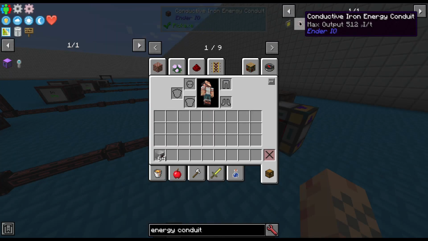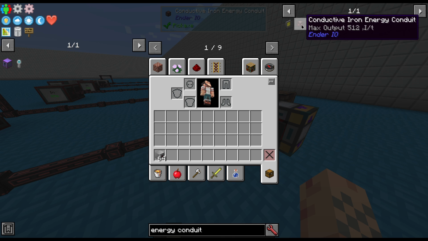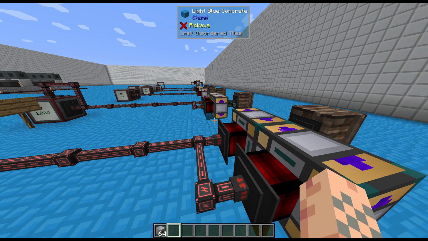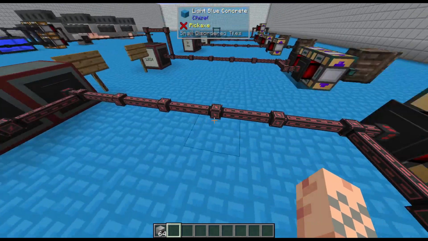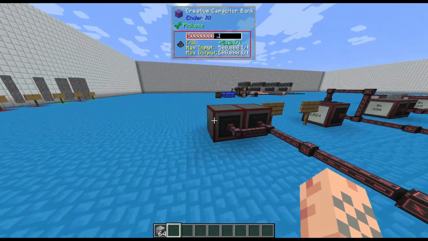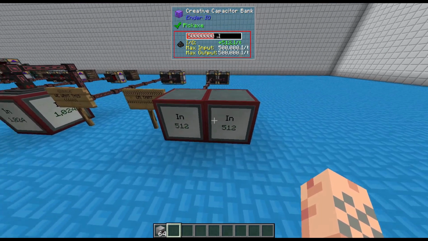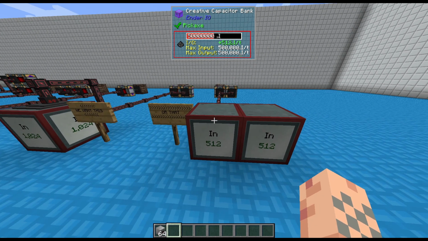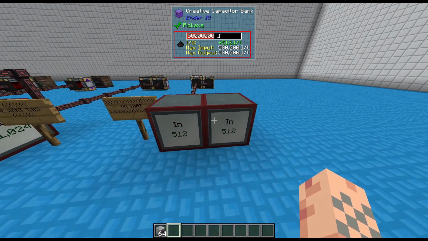Every RF conduit has a maximal output, which can be a little confusing because it is not per cable, it's per connection. What do I mean by that? It's quite simple, but I understand if some people like me can have trouble understanding it. So, even though this conduit has a maximal output of 512 RF per tick, as we can see here, I can deliver power to both of these capacitor banks, and they both get 512.